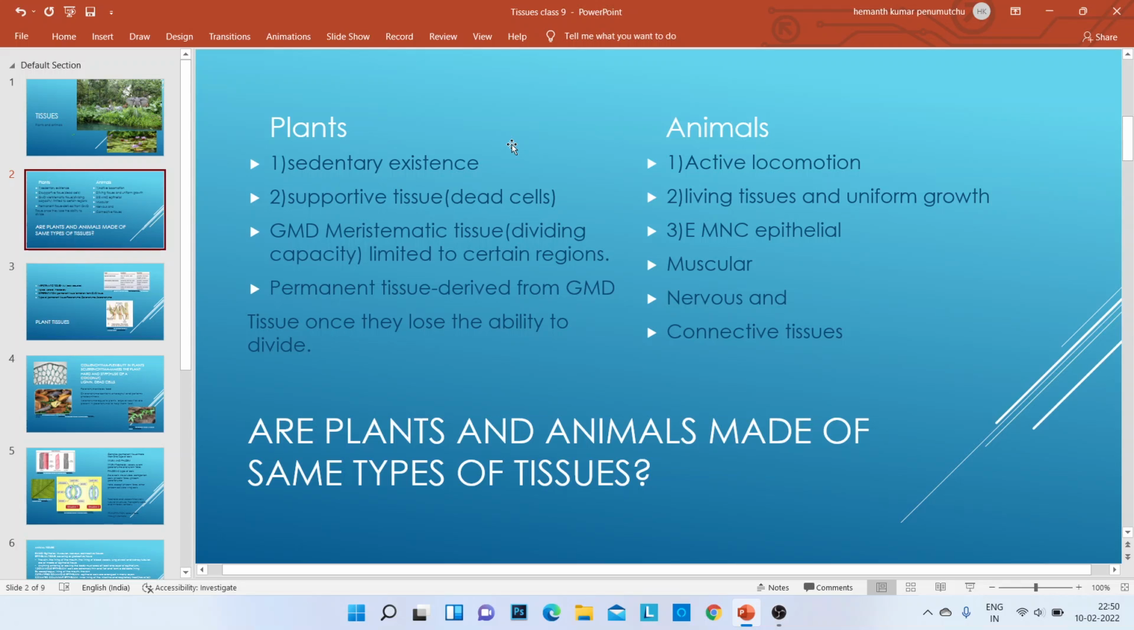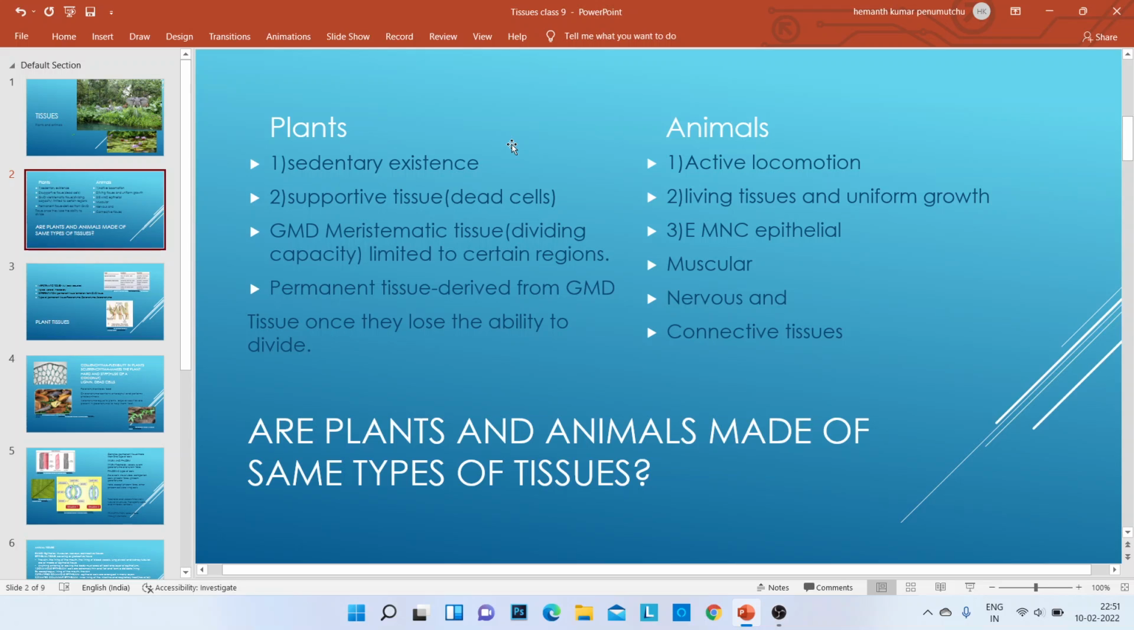And if you see animals, we have many tissues like epithelial tissue, muscular tissue, nervous tissue, and connective tissue. In plants, there is also another type of tissue, which is permanent tissue. This permanent tissue is derived from meristematic tissue. That means when the dividing capacity of meristematic tissue becomes zero, the cells formed from meristematic tissue will form another tissue, that is the new tissue, permanent tissue.